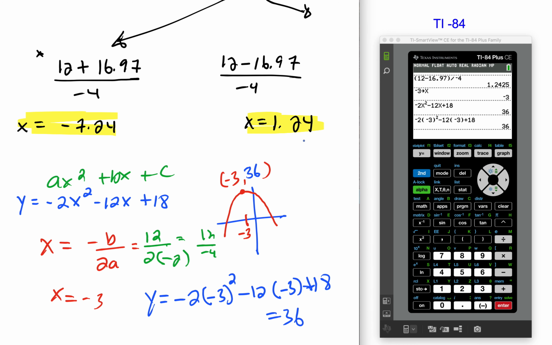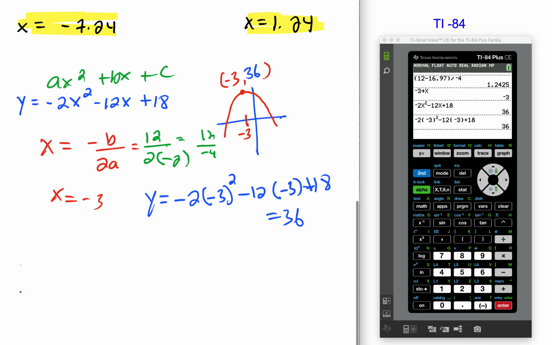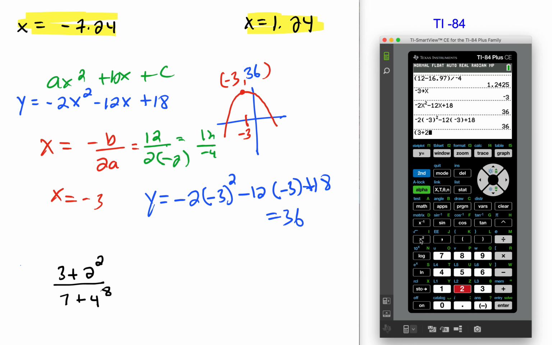Okay, a couple of other things. If you hate having to write your fractions like this, like let's say you want to do 3 plus 2 squared over 7 plus 4 to the power of 8, and you are not comfortable writing it with parentheses, 3 plus 2 to the power of 2, close parentheses, over parentheses, 7 plus 4 to the power of 8, close. Okay, that's that answer right there.